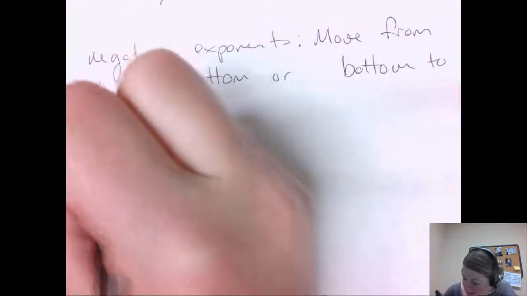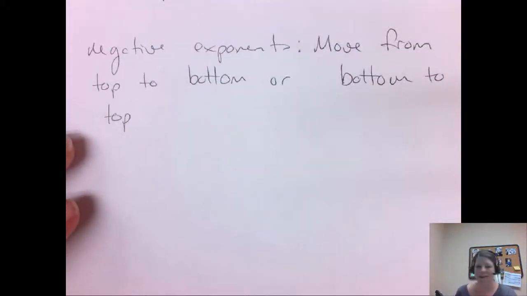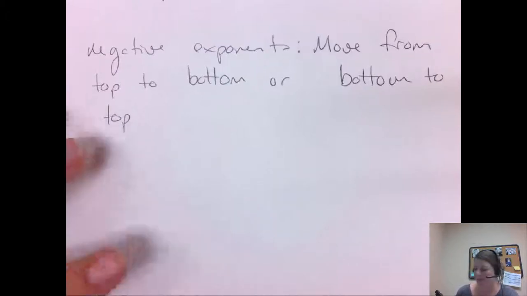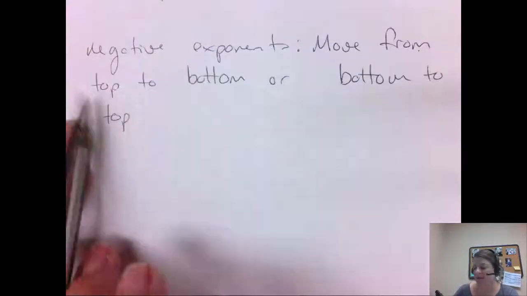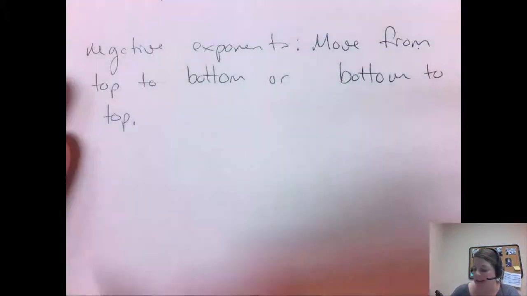And why didn't I use the word denominator and numerator? Because I guess I should have, but maybe because they're longer to write. Move from denominator to numerator or numerator to denominator, and lose the negative sign.